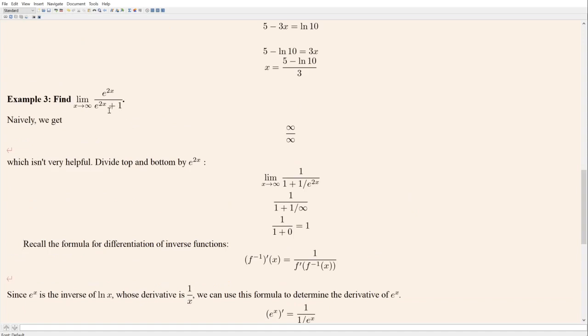So that's just this standard trick: if you end up getting infinity over infinity, just try dividing the top and the bottom by something. Or multiply the top and the bottom by something. You know, do something to the top and the bottom to get it into a form which is actually tractable. And in this case, that's all you needed to do.